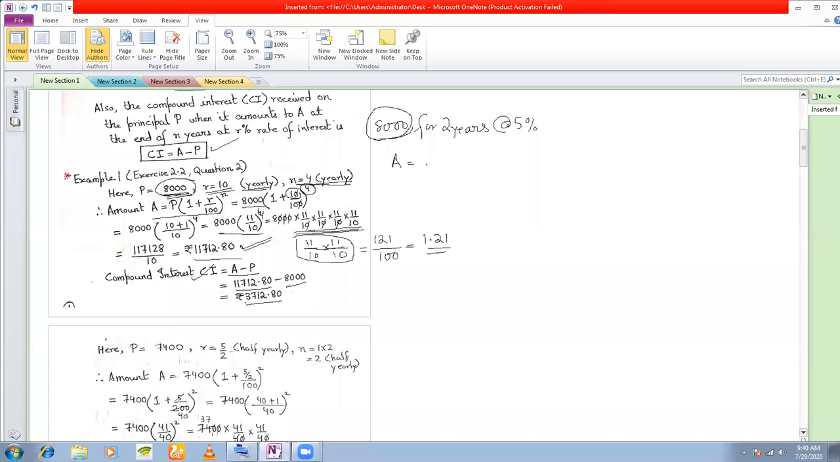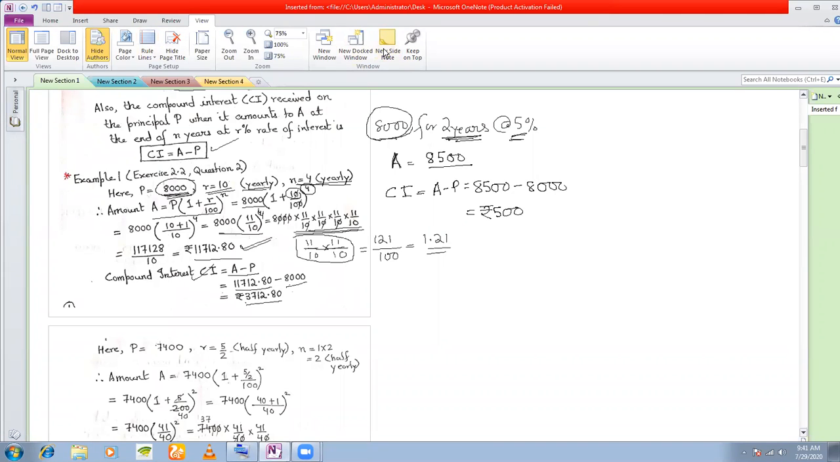8,000 for 2 years at 5%. Now the amount is what this 8,000 becomes after 2 years at 5%. Say after calculation I found 8,000 becomes 8,500 after 2 years at 5%. Now I want to calculate the compound interest, and the compound interest will be A minus P, which is 8,500 minus 8,000. Now, this is a part that most of you forget.